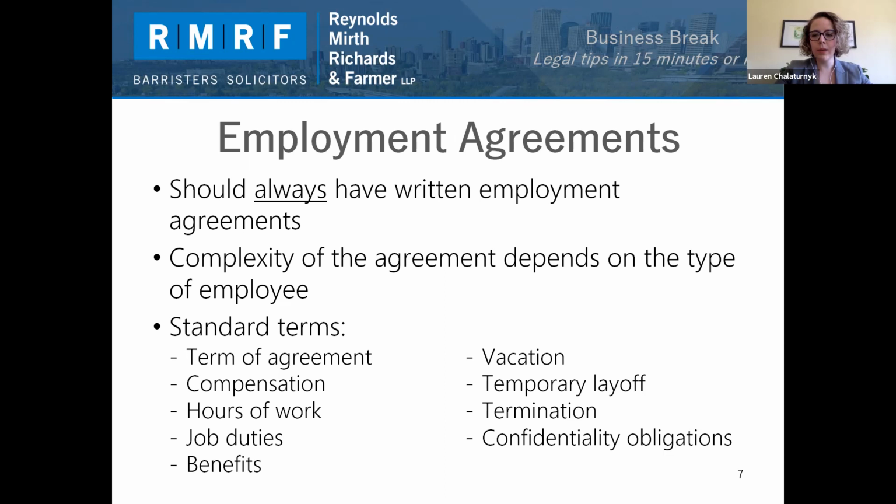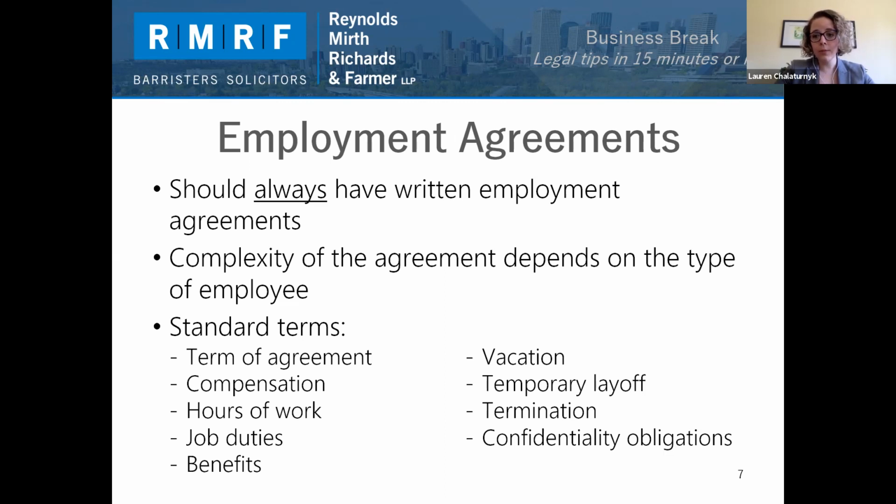But if you're dealing with somebody that's in an executive or managerial or supervisory role, sometimes the agreement can become a little bit more complex because there are just different considerations that apply to somebody that's coming to a job with more expertise, knowledge, maybe there for longer, things like that.